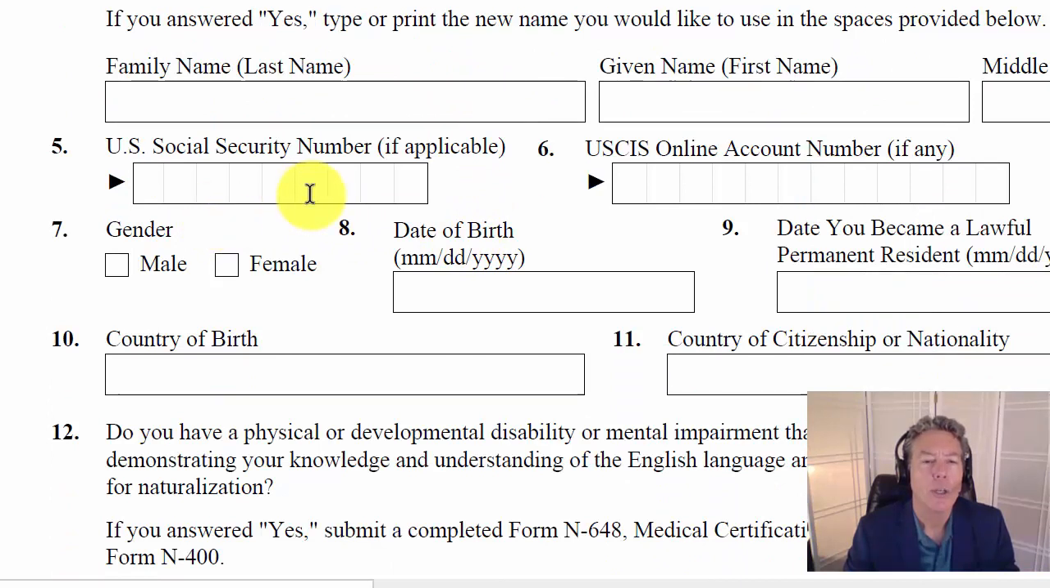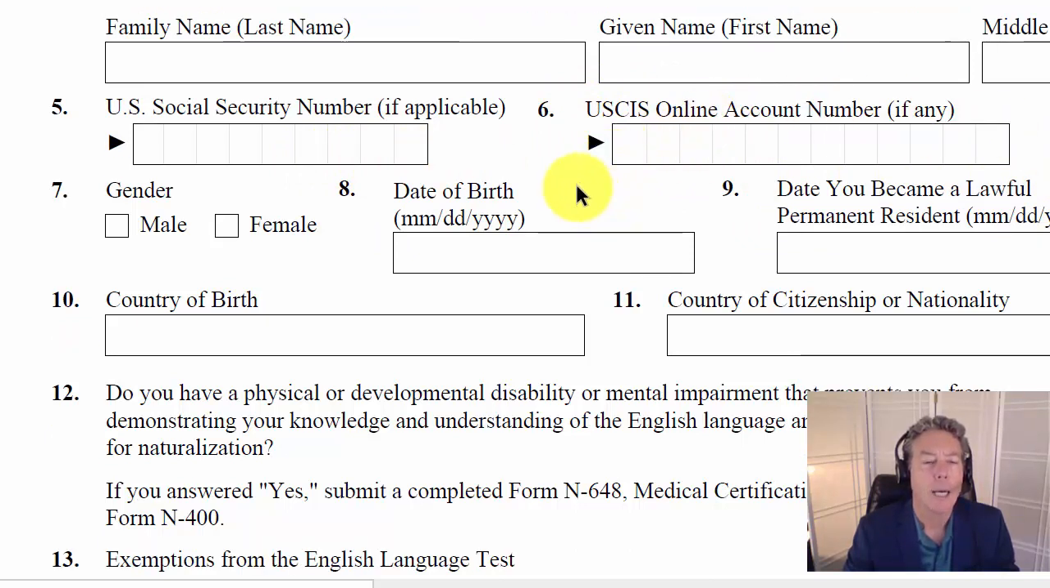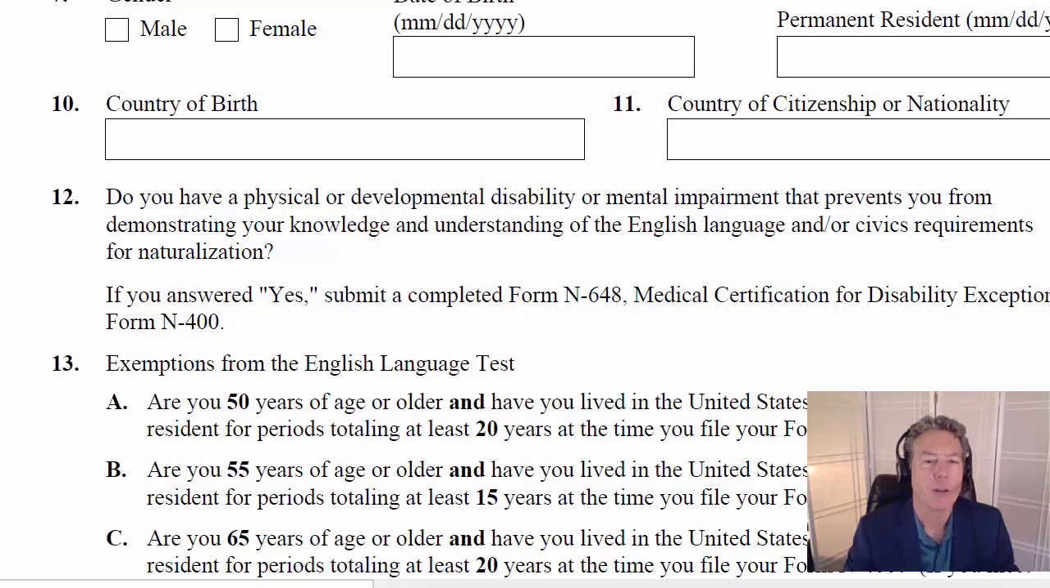Okay, U.S. Social Security number, online account number. You may not have this yet. Maybe you do. And you probably won't have an online account number yet if you're filing by paper. Gender, date of birth, date you became a lawful permanent resident. That's going to be on your card. Country of birth, country of citizenship.